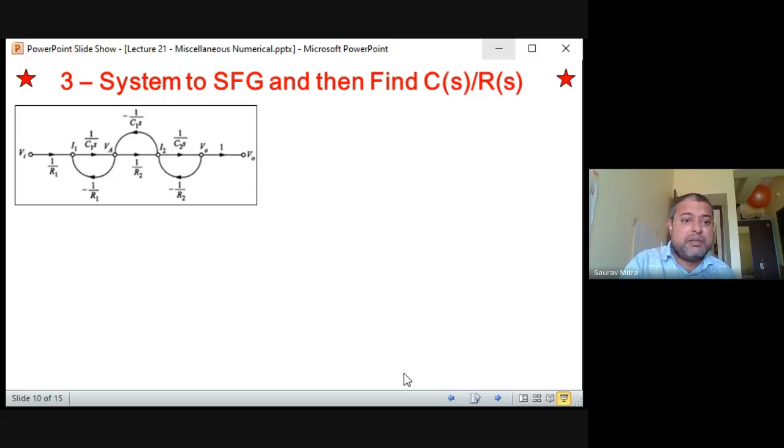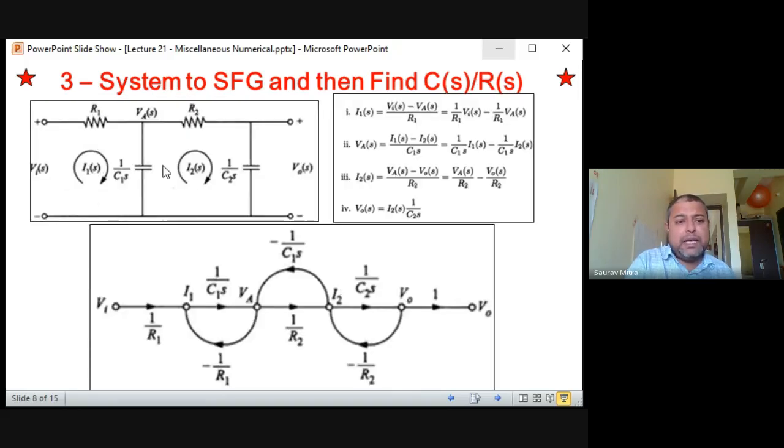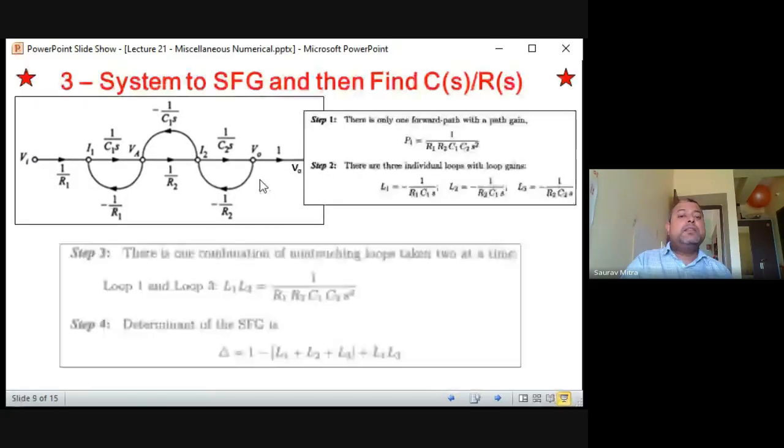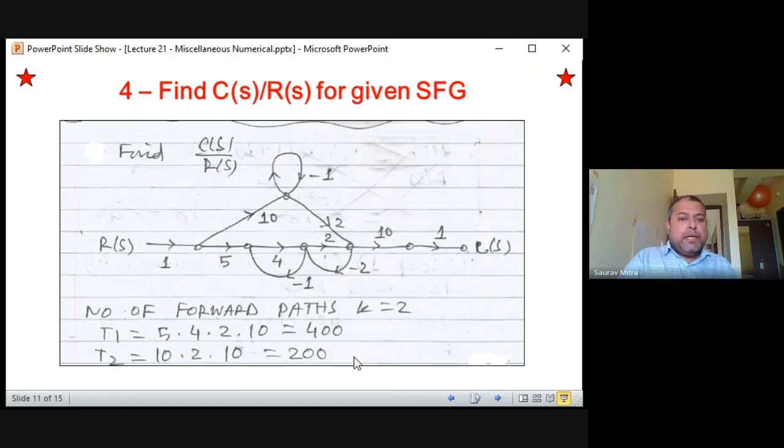Why second order system? Because if you look at the circuit, you will find there are only two capacitors, and capacitors are actually energy storing elements. Resistors are not storing energy, so only the capacitors are storing energy. So that's why the power of s in the denominator is s square. That means it's a second order system. So all the things have fallen into place. Please practice this numerical, it is difficult.